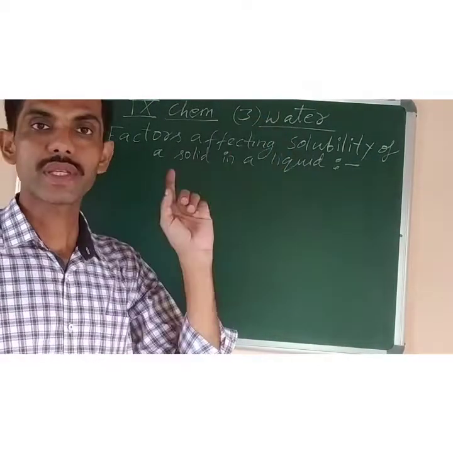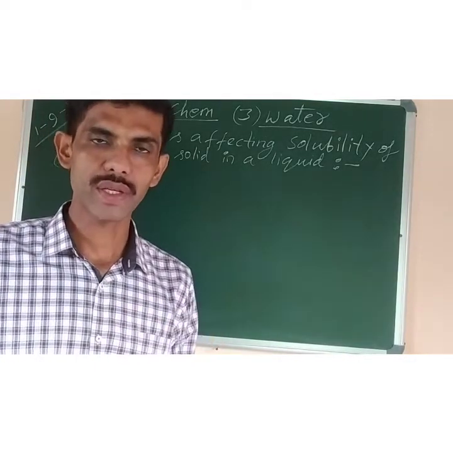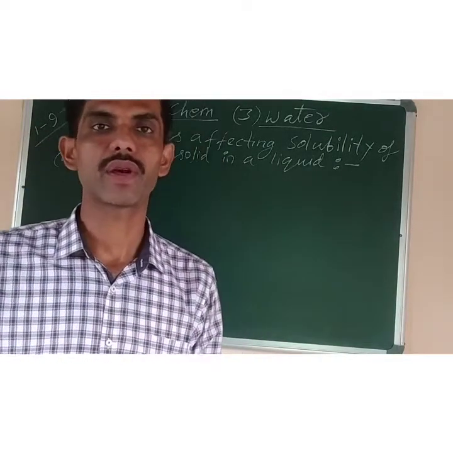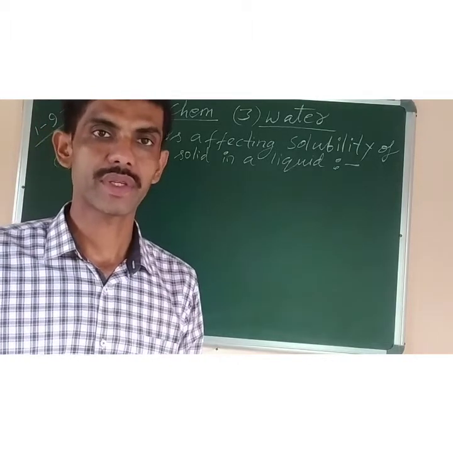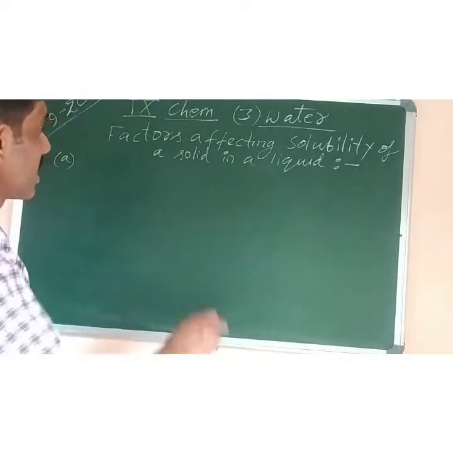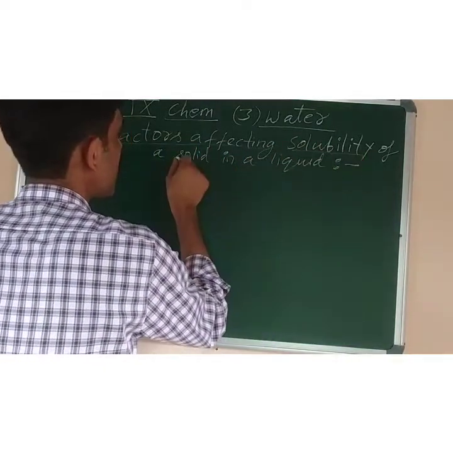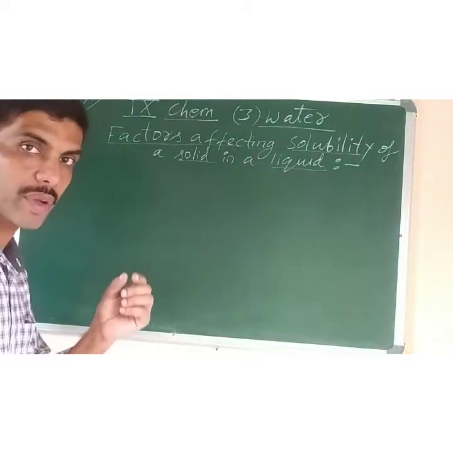We are already doing chapter 3, water, in which we had studied about the solubility of a substance. And we know that solubility of a substance depends on many factors. For example, first one, we are going to study the factors which affect solubility of a solid in a liquid. And the first factor being the size of the particles.